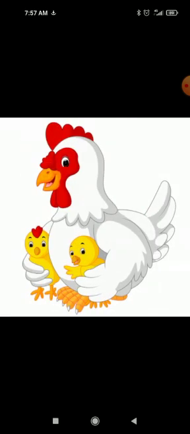See, this is the picture of a cock and the chicks, and the chicks are similar to their father. This is a picture of a dog, and a small puppy sits just beside the dog, and it resembles her mother. Completely looks like her mother.